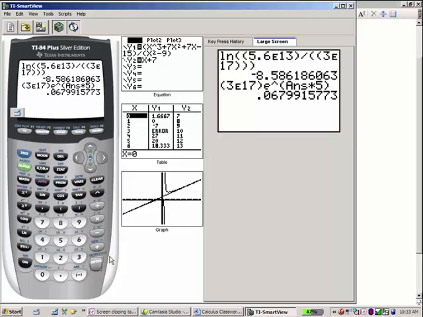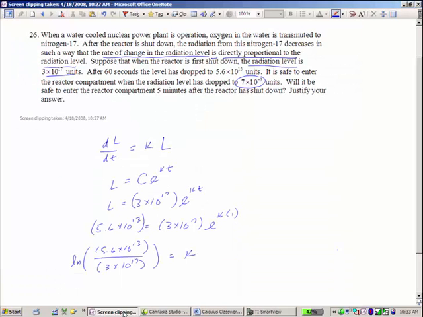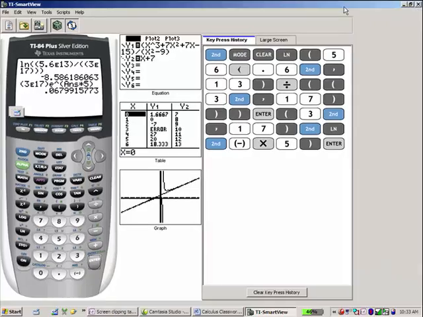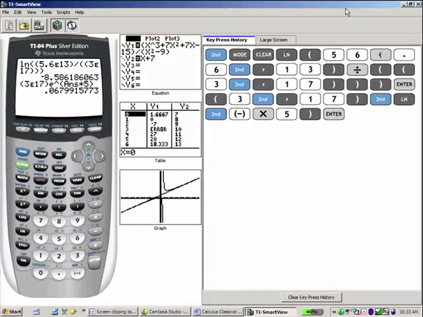And I get 0.067. Can you write out what you did on the calculator? So this is the equation I plugged into the function. The function is Ce^(kt). I knew what k was from before, so that's what I wrote: Ce^(kt), and t is 5.